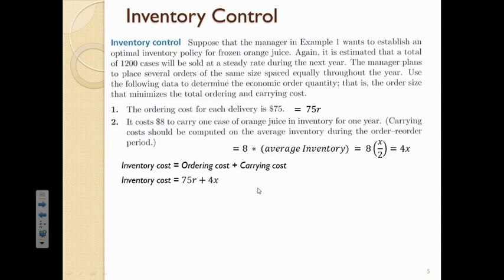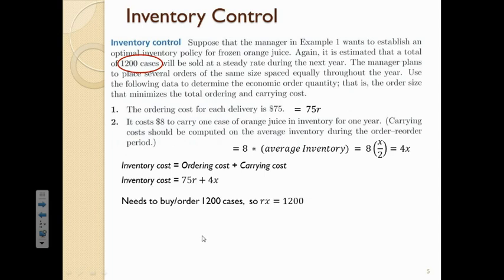Now, that leads us to the last thing. This is our inventory cost, but we haven't used this 1,200 cases. Well, like we did before, we need two formulas. We have one for the inventory cost, and it's using two variables. So we need another equation. And we're given it, again, indirectly. We know throughout the year we're going to order 1,200 cases.